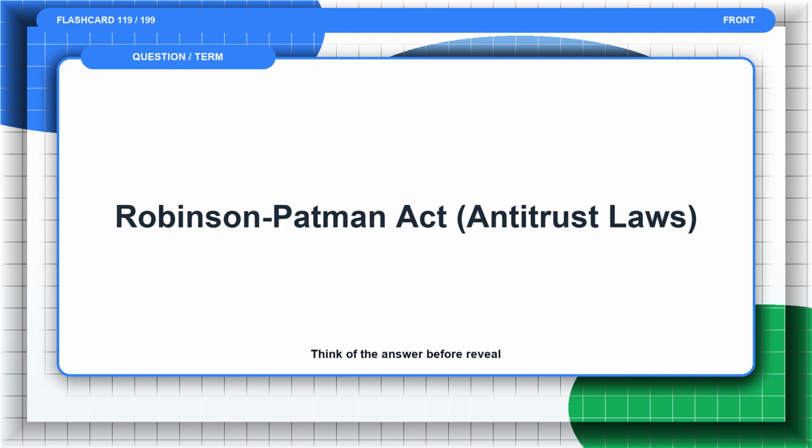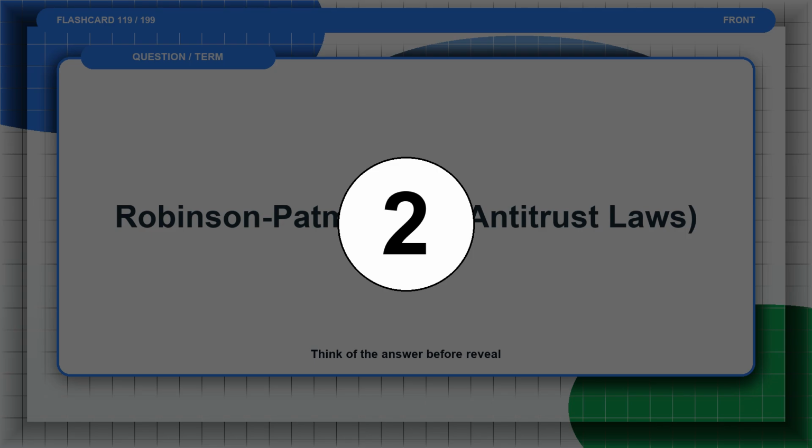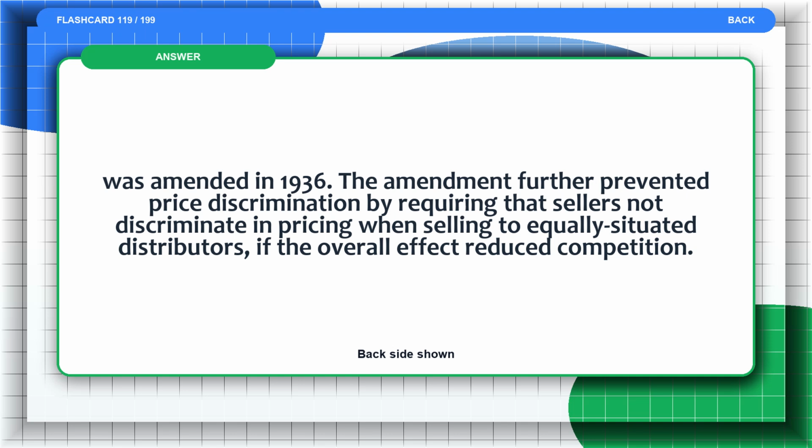Flashcard 119. Robinson-Patman Act, Antitrust Laws. Pause and think of the answer before the reveal. The answer: it was amended in 1936. The amendment further prevented price discrimination by requiring that sellers not discriminate in pricing when selling to equally situated distributors, if the overall effect reduced competition.